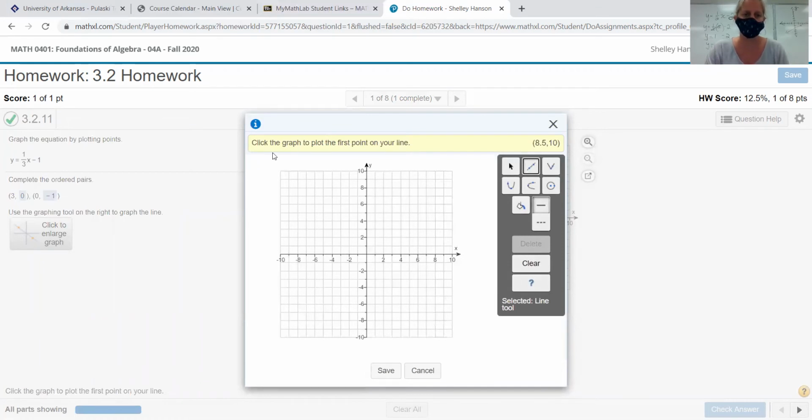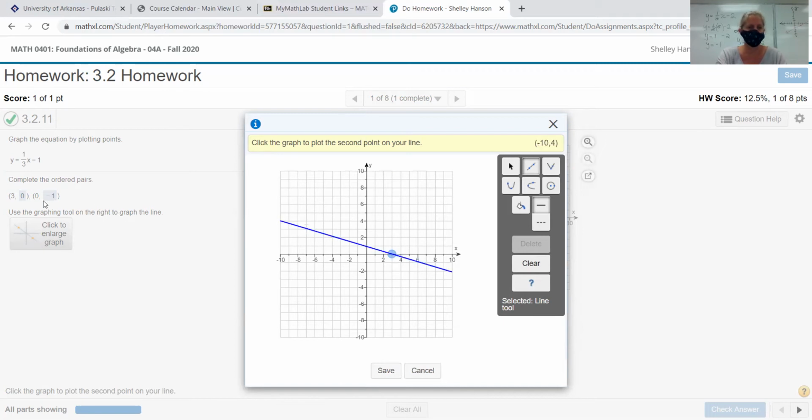Now, look at what my yellow box says. Click the graph to plot the first point on your line. Come back over here. What was our first point? 3, 0. So I need to come over here. What does 3, 0 mean to do? Go to the right, 1, 2, 3 for x. Then my y coordinate was 0, which means I don't go up or down from there. And go look at the top. In your yellow box, the rectangle, it's going to tell you where your cursor is. So once it says 3, 0, to match the point that you're trying to plot, that's when you're going to tell it, yes, put a point there.